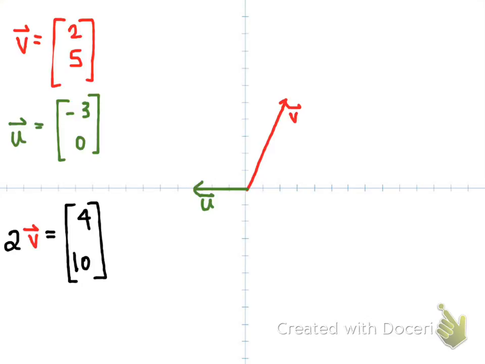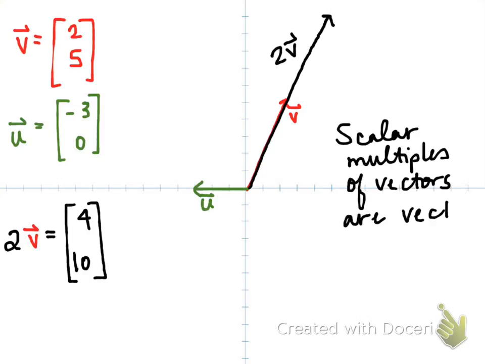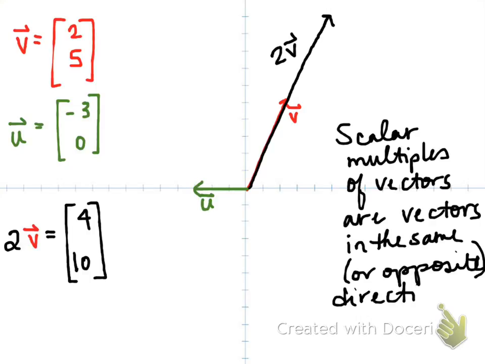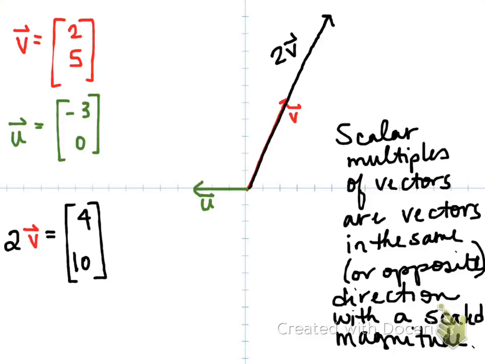Okay. If I wanted to think about what this was geometrically in terms of the vectors, I get a vector 2v. It's in the exact same direction as v was, only this time it is twice as long. So scalar multiples of vectors are vectors in the same or opposite direction with a scaled magnitude. Magnitude meaning how long it is. Okay, notice it's in the exact same direction, just twice as long.